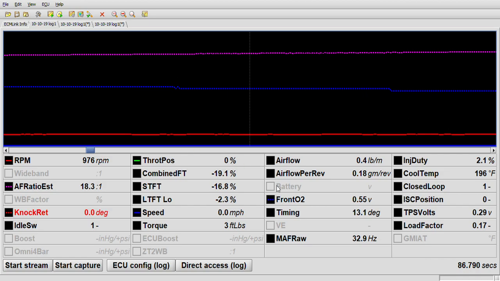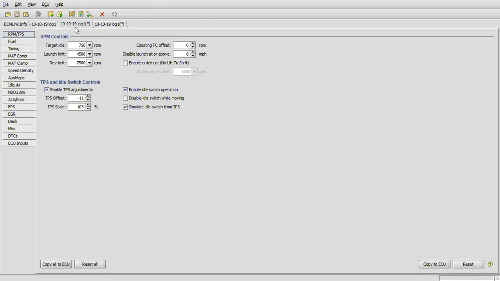He is using a first gen 1G mass airflow sensor. Looking at the MAF raw, that is telling me it's outputting about where it should be. Going over to our ECU config tabs, just looking over some of these.